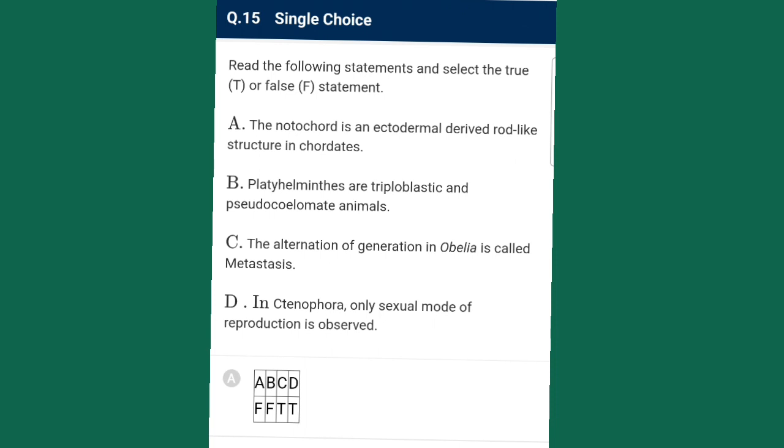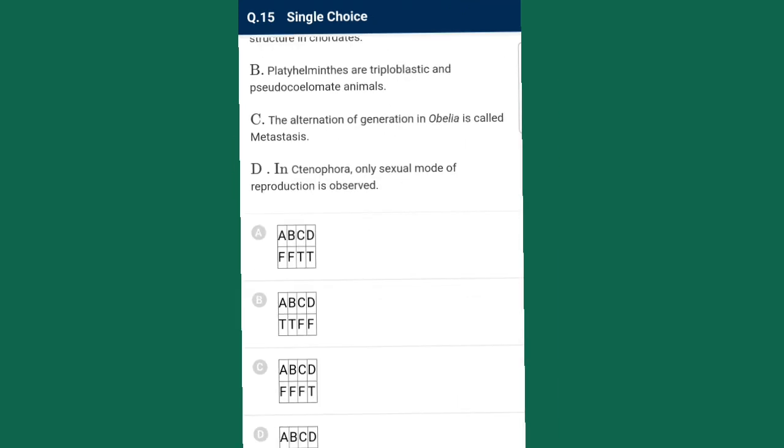The second statement B. Platyhelminthes are triploblastic and acoelomate animals, aschelminthes are triploblastic and pseudocoelomate animals. The alternation of generation in Obelia is called metagenesis. So from the given 4 statements, A, B, C are false. D is true. So the correct option is C.